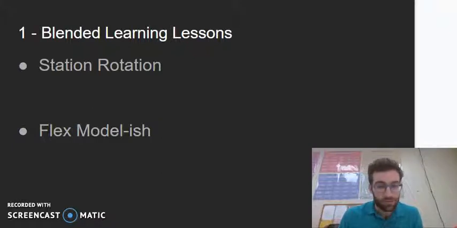I also tried out kind of like a flex model. I have flex model-ish because I don't think it was completely a flex model, but I've been working with my level 3 students and now my level 4 students, basically allowing them to work on things at their own pace. I provide the resources, some instruction, and then they kind of have to figure things out, complete activities, and really assess themselves for when they're ready for moving on and taking the quizzes and assessments.